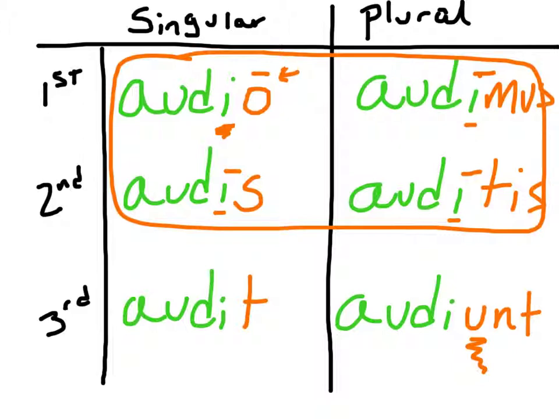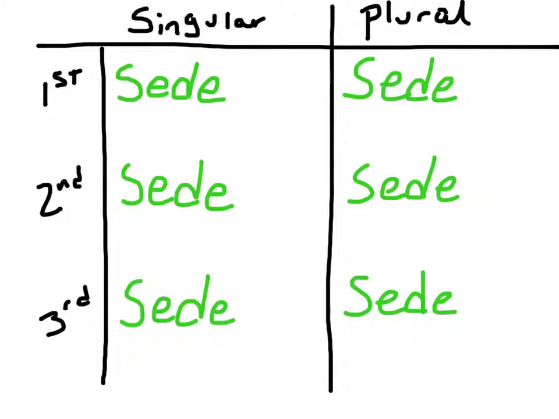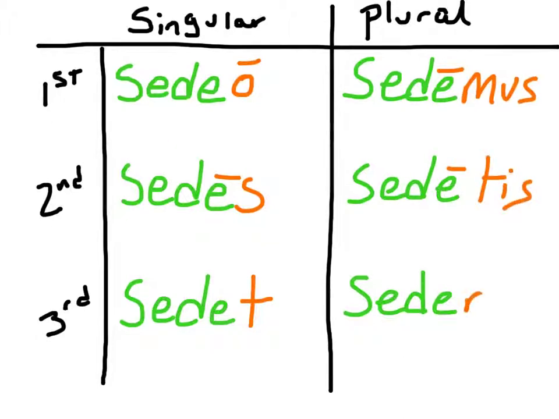Let's take a look at one more. So, sedeo is I sit, sedes, sedet, sedemus, sedetis, sedent. So here you have the similar issue here with the vowel staying, whereas with paro it did not stay. Here it stays. Sedeo, sedes, sedet, sedemus, sedetis, sedent.